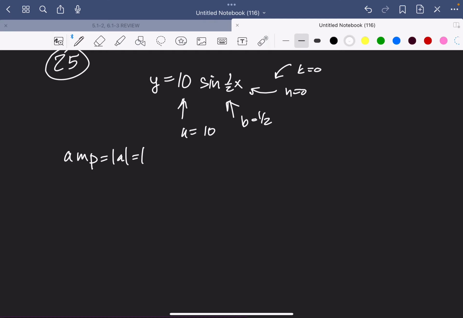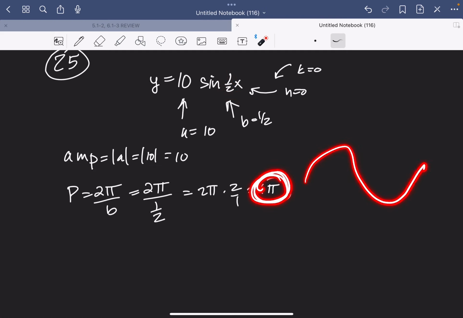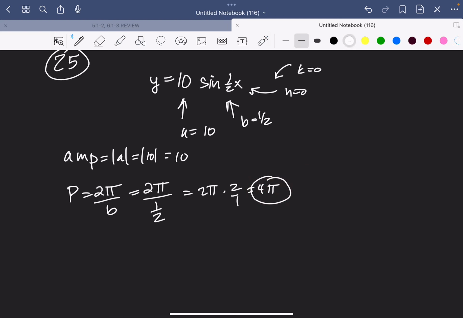So absolute value of a, absolute value of 10, is our amplitude. The period is 2 pi over b, so it's 2 pi over 1/2. That's the same as 2 pi times 2, which is 4 pi. So if I take all the inputs and multiply them by half, it slows down, and now it takes me a full 4 pi to make one complete cycle, where it used to only take me 2 pi, right? And then the step size is just your period cut into 4 pieces. So it's 4 pi over 4. Every step is pi.